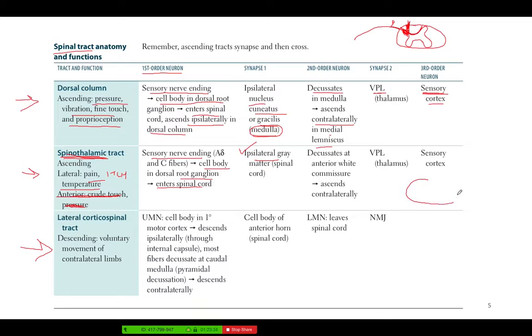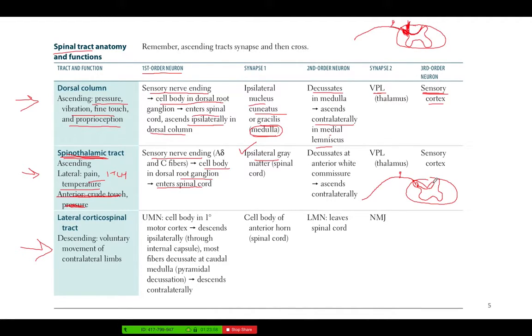Okay, so let's see what that looks like. Here's our spinal cord again. Okay, we have the nerve coming in. We said it immediately synapses, so that's the end of the line for this nerve. It's going to synapse on the second order nerve. That second order nerve is immediately going to cross over the anterior white commissure in the spinal cord and begin to ascend.